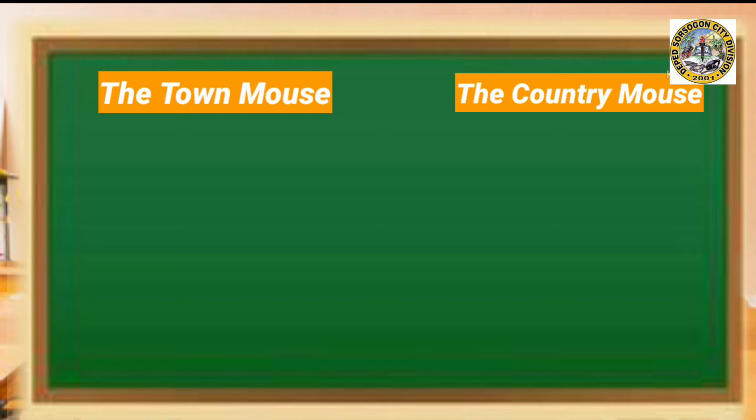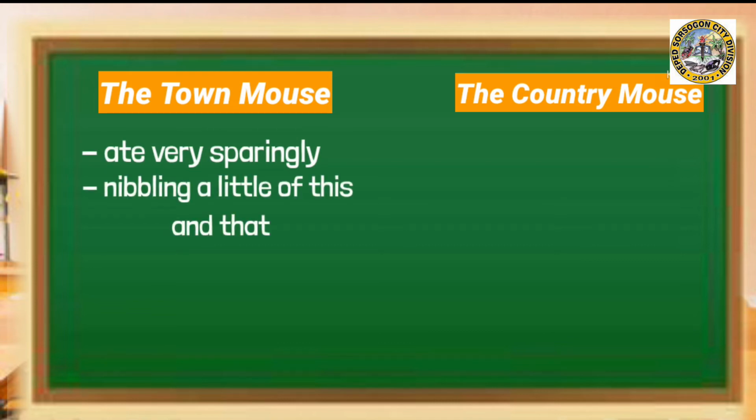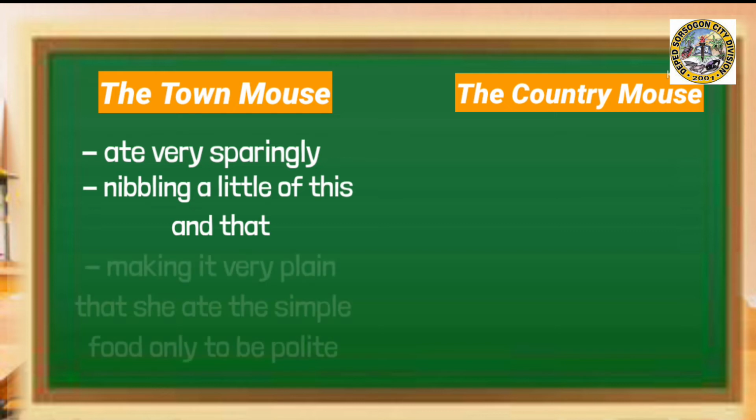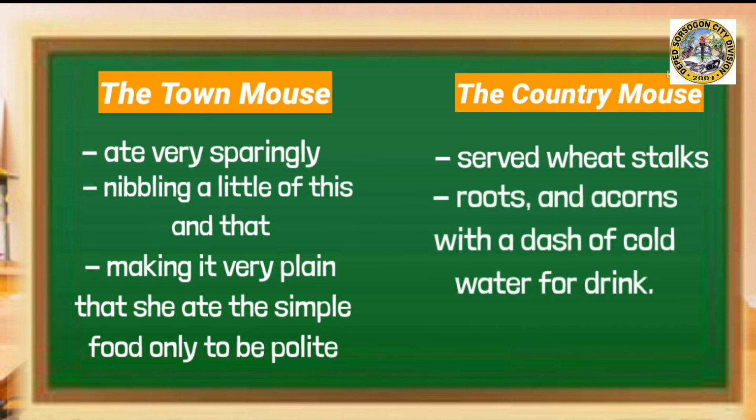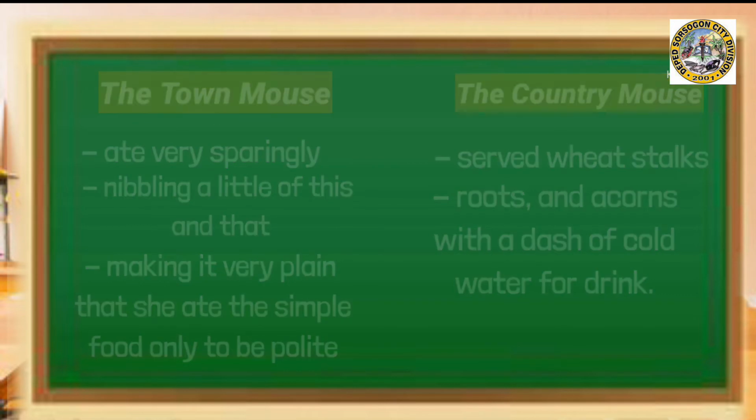Okay, check now your work. Let's see how you compare the town mouse and the country mouse by filling out the chart. The town mouse ate very sparingly, nibbling a little of this and a little of that, and by her manner, making it very plain that she ate the simple food only to be polite. While the country mouse served wheat stalks, roots, and acorns with a dash of cold water for drinks.